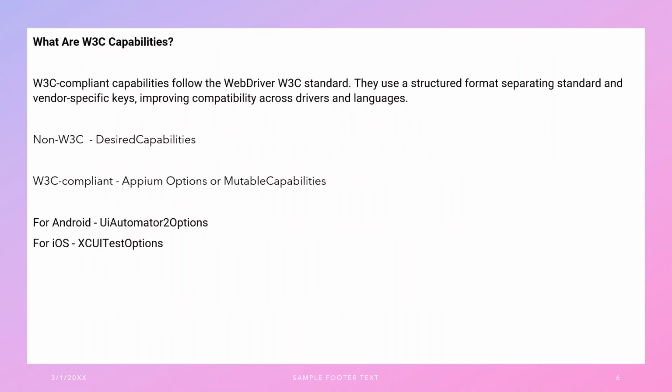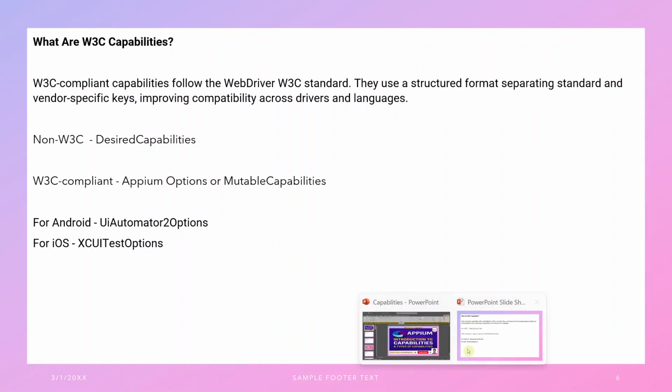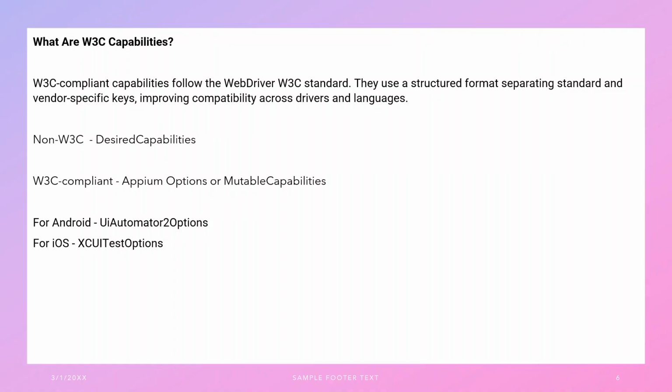And the next topic is, what are the W3C capabilities? See, what is the exact W3C capabilities? If we have used APM server 1.x and APM server 2.x, there it comes into the picture. So the W3C capabilities come into the picture when you are migrating from APM 1.x to APM 2.x.